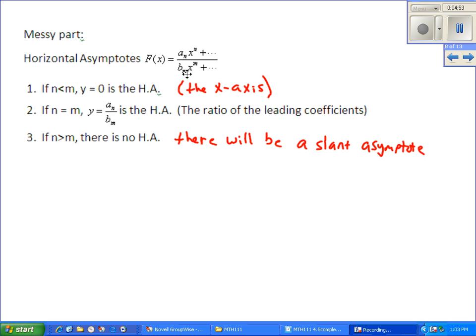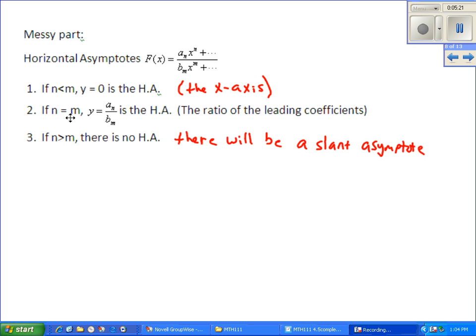For the horizontal asymptotes, what we're going to pay attention to is the leading term of both the numerator and denominator. So if your rational function's not written with the polynomials in standard form, highest degree to smallest, go ahead and rewrite it that way. Then compare the degree of the numerator to the degree of the denominator. If the numerator at the top has a smaller degree than the bottom, then the horizontal asymptote is just going to be the x-axis, y equals 0.